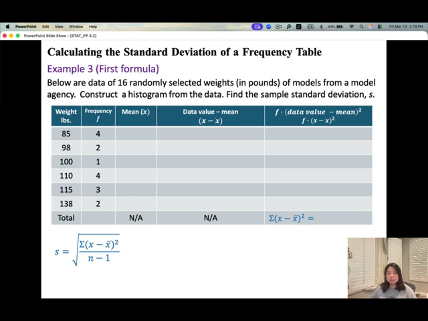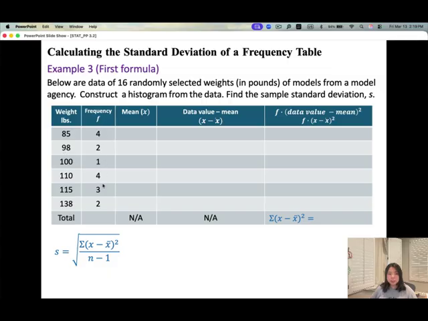Below are the data of 16 randomly selected weights in pounds of models from a model agency. Construct a histogram from the data. Find the sample standard deviation. So look at the data. This means we have 4 models whose weight is 85 pounds. And then we have 2 models whose weight is 98 pounds.